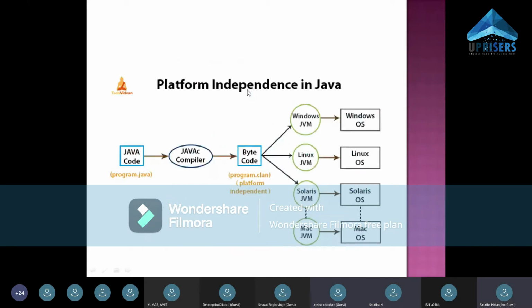Next is a picture for platform independence. Why are we calling this platform independence? We write the program.java, we compile it, and we get the bytecode. The same bytecode can be run on Windows OS, Linux OS, Solaris or Mac. It can run on any OS. So that is what we call platform independence. Clear?